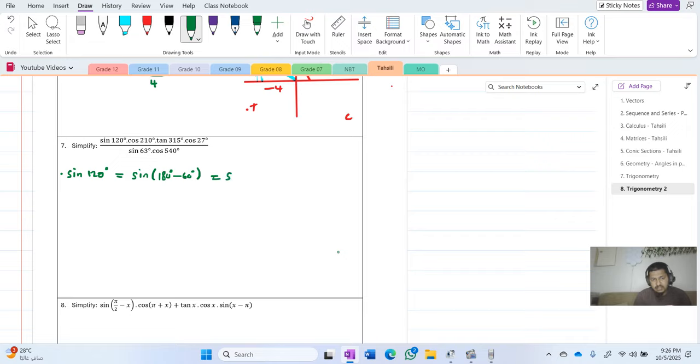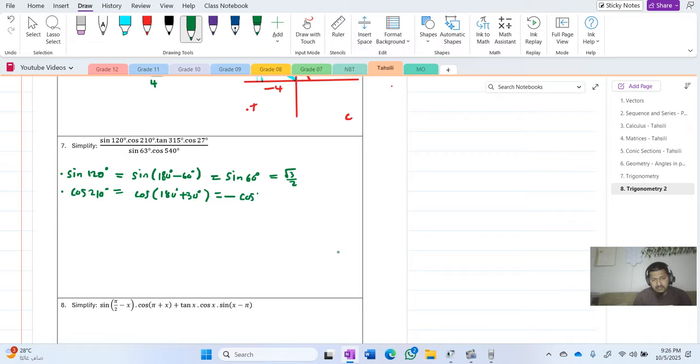What is cos 210? Cos of 210 is cos of 180 plus 30 degrees. Now 180 plus 30 is in the third quadrant. You have to use 180 and 360 to simplify these numbers. So this is in the third quadrant, cos is negative, so we're getting negative cos 30. Now cos of 30 is root 3 over 2 again, but negative.